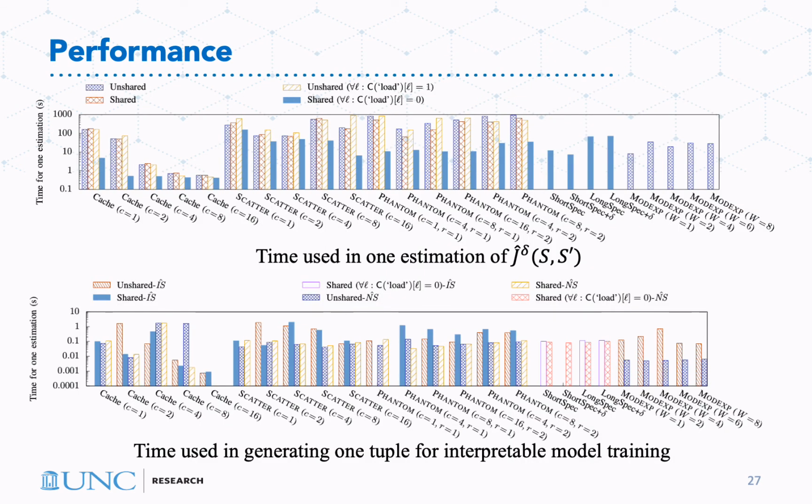Here we evaluate the performance of our framework using different workloads. The first figure shows the runtime used to compute one estimation for the Jaccard distance measure using different workloads. The measuring runtime varies from less than a second to 20 minutes. To generate the interpretable rules, the second figure lists the sampling process to generate tuples for the interference set and non-interference set. And it shows that each tuple could be generated within seconds.